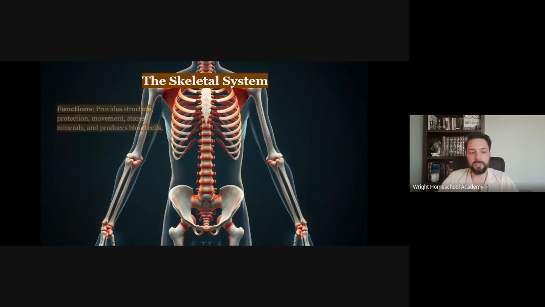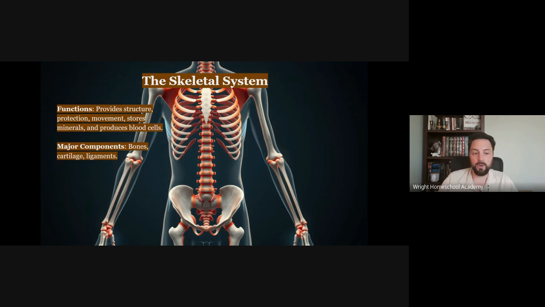Okay, the skeletal system provides structure, protection, allows for movement, it stores minerals, and produces your blood cells. So a lot more happening here than people typically give the skeletal system credit for. That's because when we think of a skeleton, we think of a dead skeleton. But a skeleton is not dead. It's just that the bones are the last thing to decompose. Okay, your skeleton is part of your living system. For example, your blood cells are produced inside your bones.